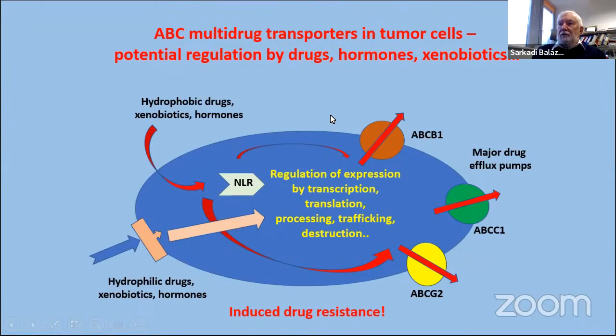They are present in our normal cells, but they can also be present in tumor cells, and they can potentially be regulated by drugs, hormones, and xenobiotics. So the major role of these ABC transporters is that hydrophobic drugs, xenobiotics, or hormones can normally enter the cells through the plasma membrane, but several ABC transporters are able to extrude these drugs from the cells, and the key players are the ABCB1, ABCC1, and the ABCG2 transporters.